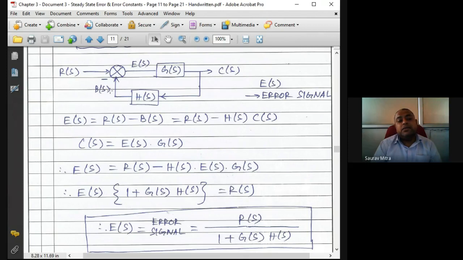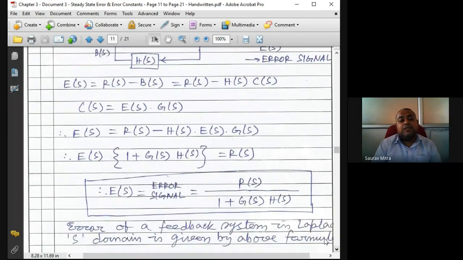So E(s) is equal to input minus feedback. Feedback is substituted by H(s) into C(s). Then C(s) is equal to E(s) into G(s). The output is nothing but the input times G(s), and the input is not only R(s), it is R(s) minus B(s). So in the third line, substitute C(s) equal to E(s) into G(s). From here, the error signal is equal to R(s), the input, minus H(s), the feedback, into the error signal multiplied by the forward path.